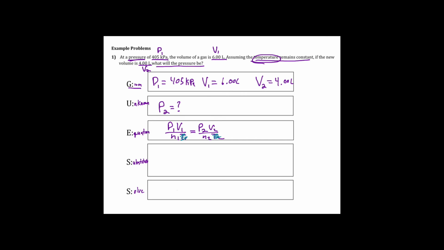And what about N? Well, N represents moles. It's not even talking about the moles. So if it's not even talking about it, we can cross that out as well. And notice how when we do that, we end up with this equation here, where it is P1V1 equals P2V2. So again, that's the equation that we end up with.